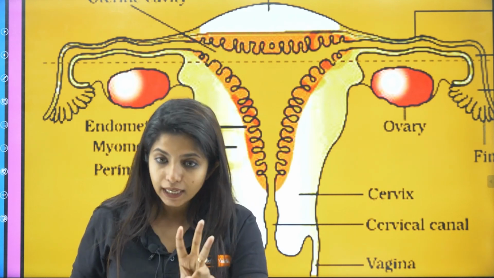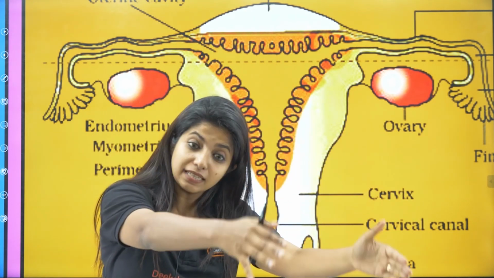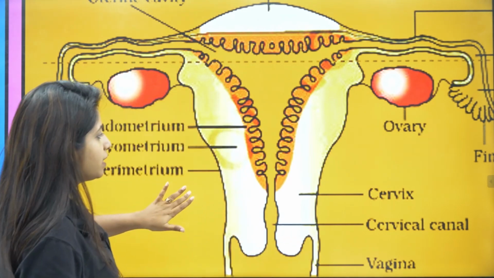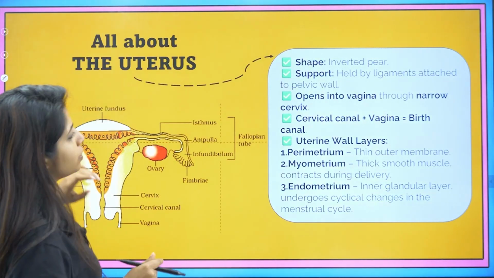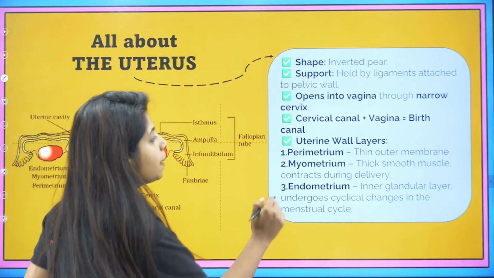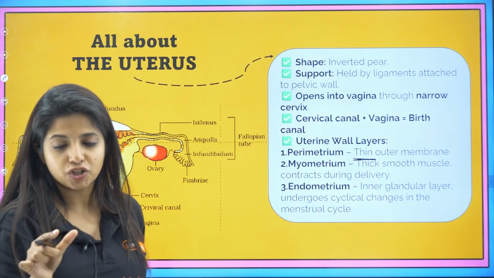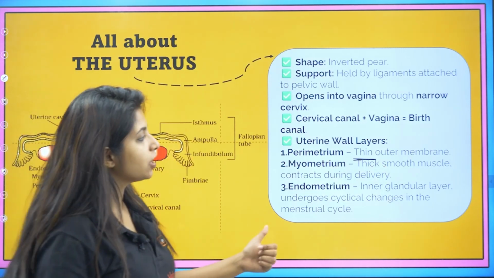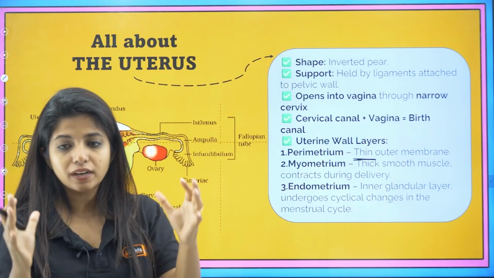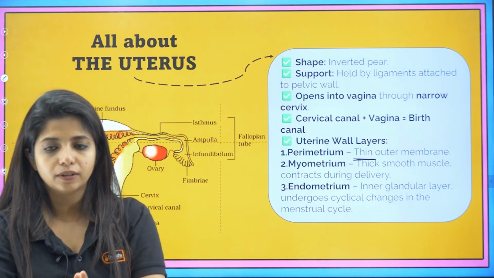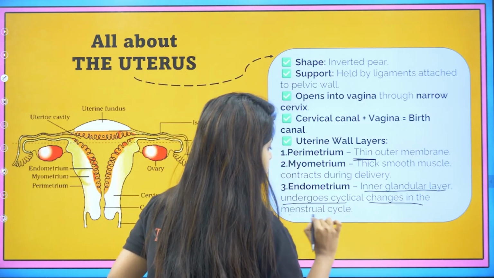Okay, so you have three layers: peri outside, myo within, and endometrium inside. Please remember that. There is one feature that you have to remember, small details: perimetrium is thin in nature. It is not thick, it is thin, a thin outer membrane. Myometrium is a thick, smooth muscle layer. It is made up of smooth muscle, and it helps in contraction during the delivery. Endometrium is the inner glandular layer, which undergoes cyclic changes in the menstrual cycle.